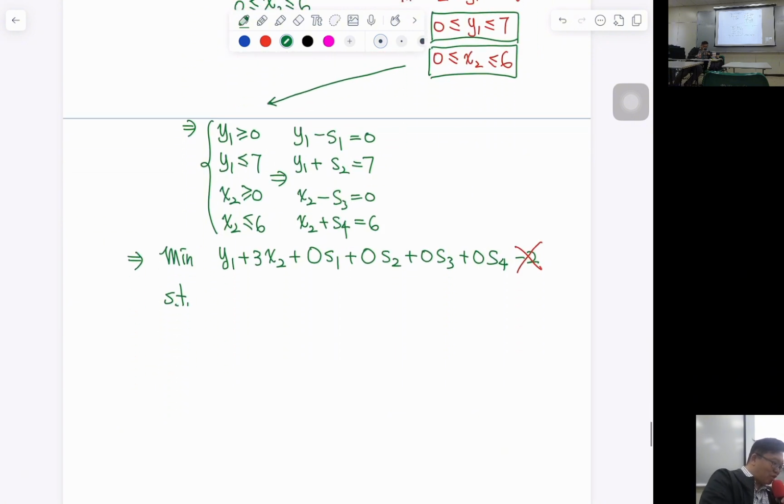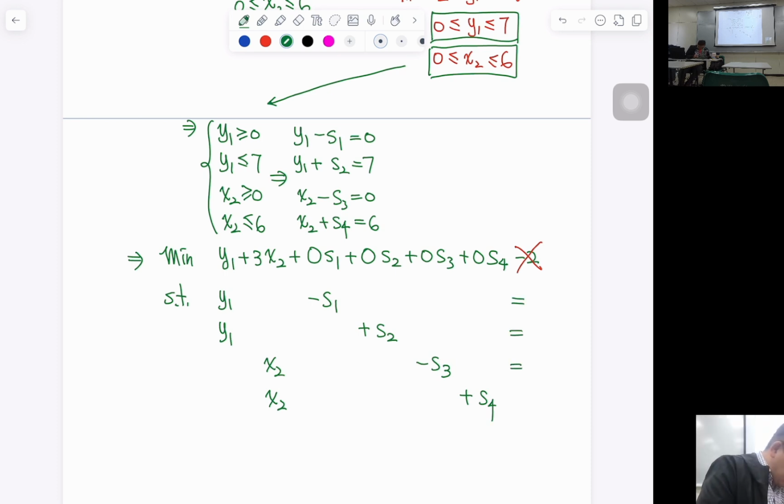Now, how about what the constraints look like? I will have y1 here minus s1. I write it down here. y1 here, and then I will say plus s2 here. Okay, and I have x2 here minus s3, and then x2 here plus s4, and my equal signs and the constant values.